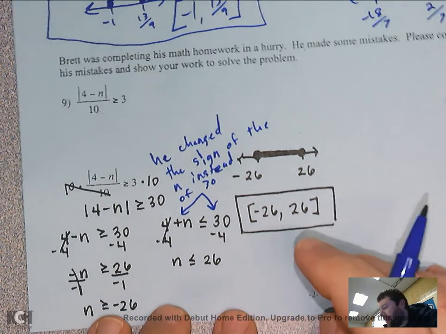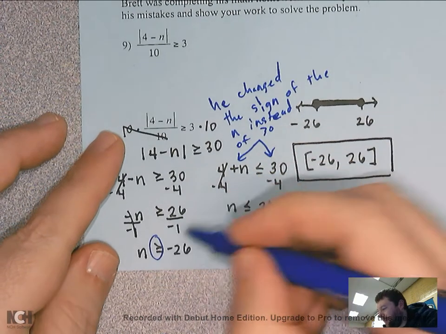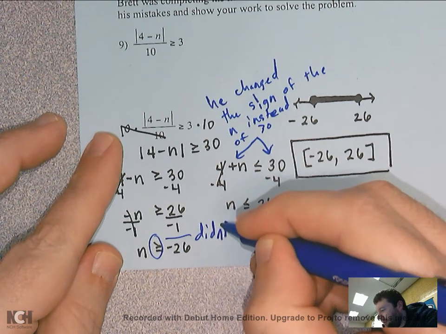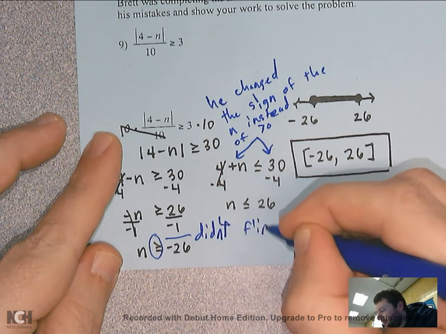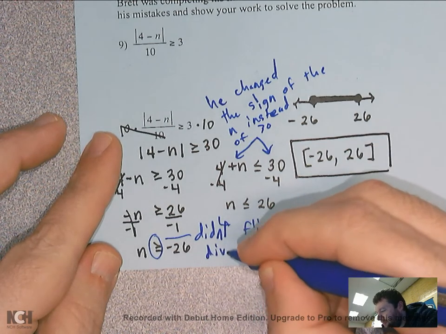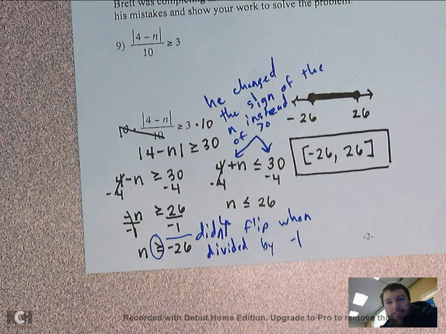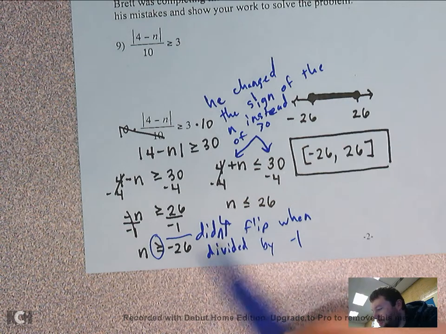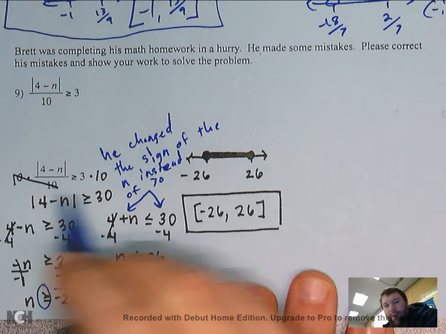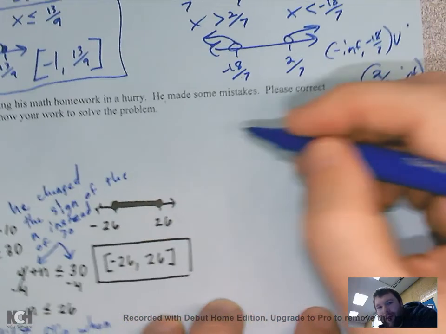Okay? Then, next mistake is right here. Didn't flip the sign when he divided by -1. Okay, so those are the two mistakes there that he did. So let's go through and solve this correctly. So you start off by multiplying by 10, and you got 4n, absolute value. Let's just write it over here.